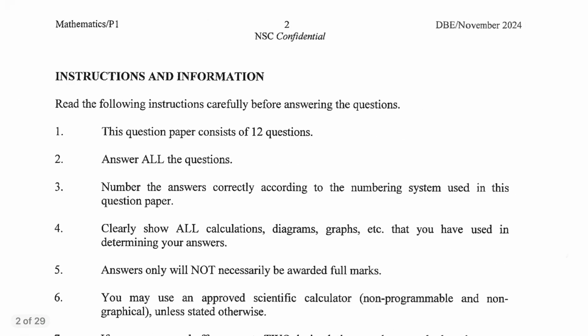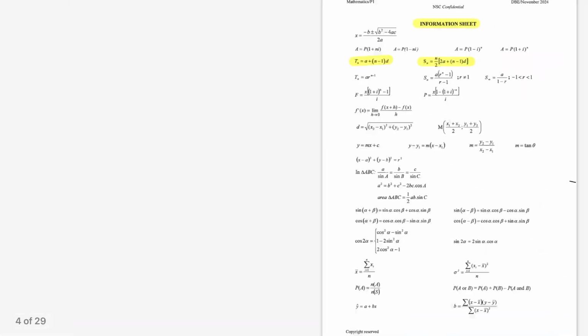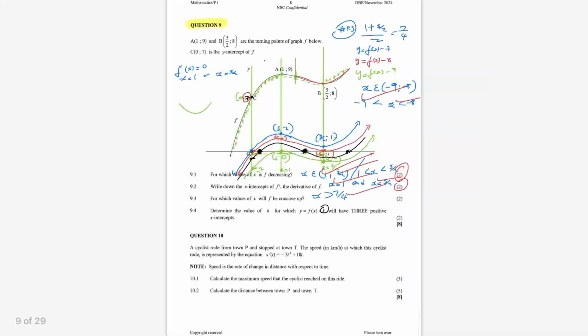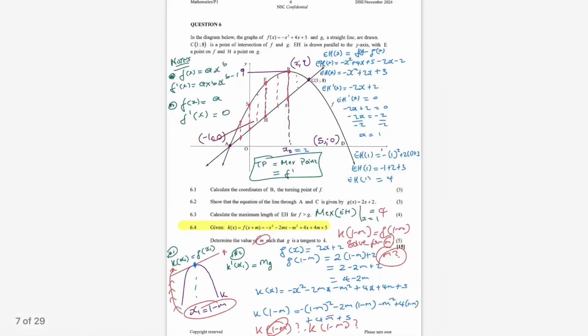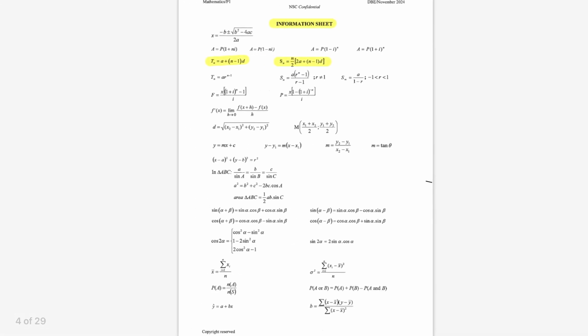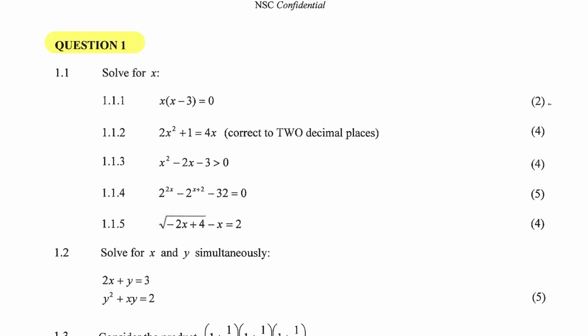Finally, we're doing grade 12 mathematics paper 1 November 2024, and we're doing question 1. This is our last question of this paper. We've gone through the whole series. Please check out all other previous videos. We've done all the questions, okay? And this is our last question, question 1. So let's go through it.